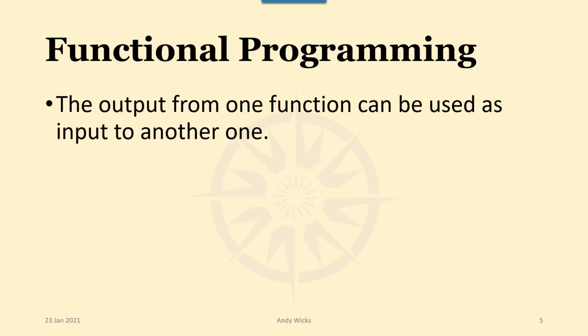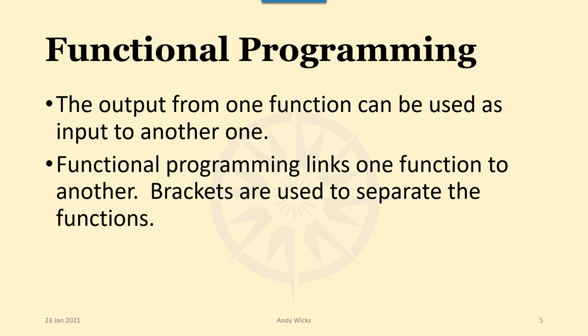A functional program takes the output from one function and allows you to use it as the input to the next function. So you can chain these functions together to produce a program that does things for you. Functional programming links one function to another, and the way you know which order the functions are being processed in is by the use of brackets. These separate the functions, as you'll see in a moment. The brackets are absolutely crucial. No brackets, no functional programming.